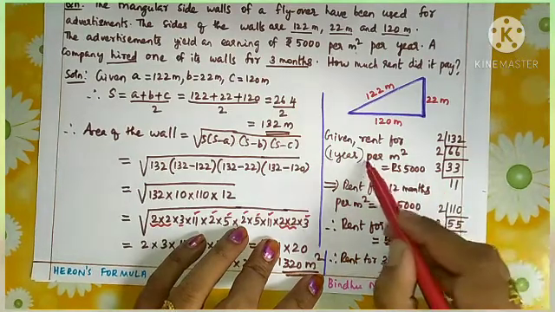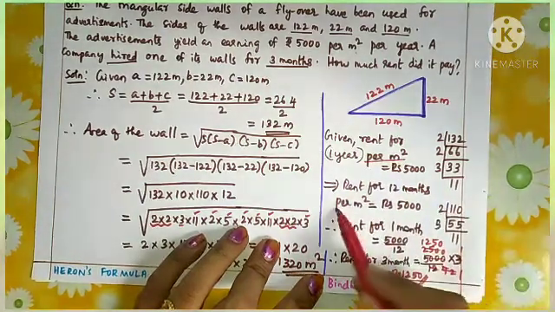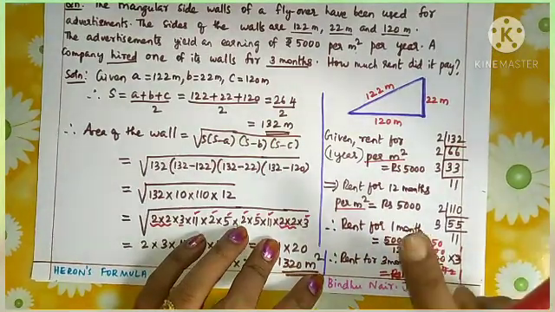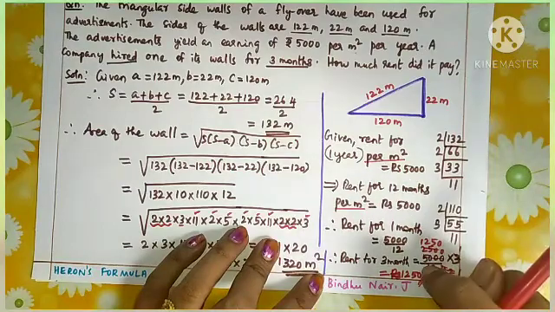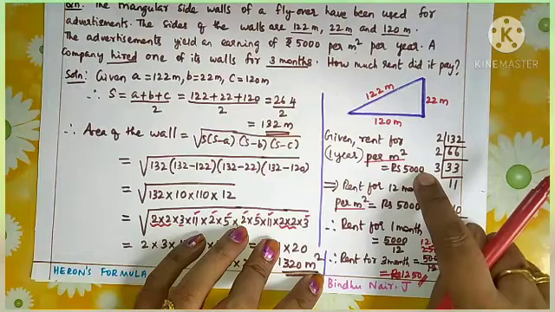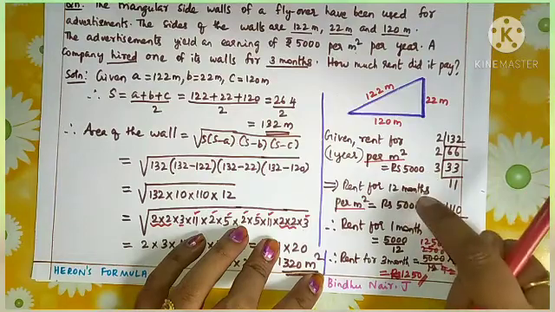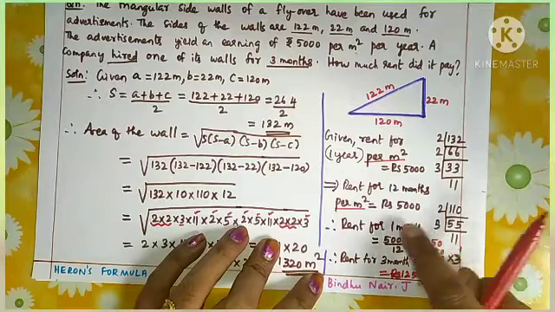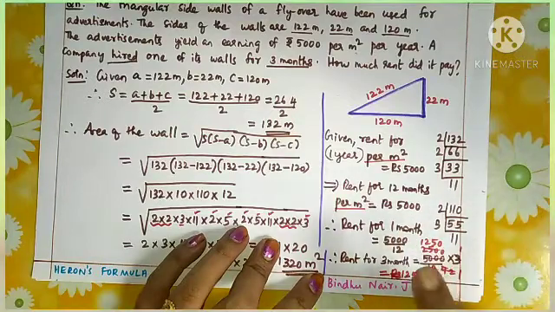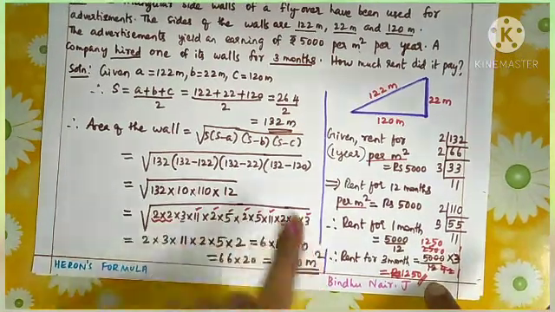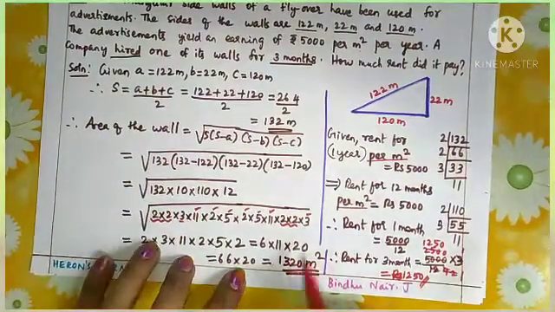But what we did? Per meter square. We calculated for per meter square. Okay, for 1 meter square, we calculated this much. So, 1 meter square for 1 year, 5000 rupees. So, that we converted into months. Then we calculated for 1 month. So, this is the cost for 1 meter square.